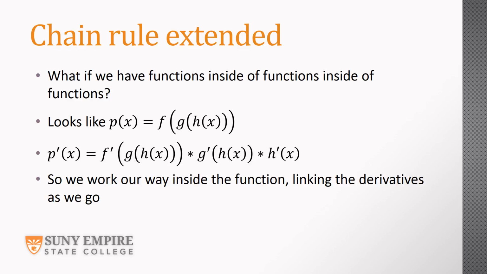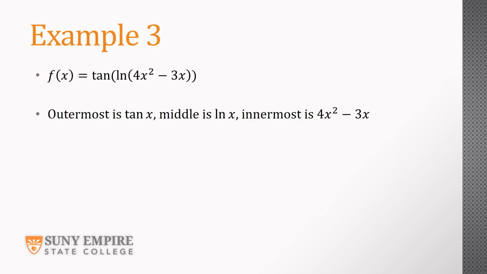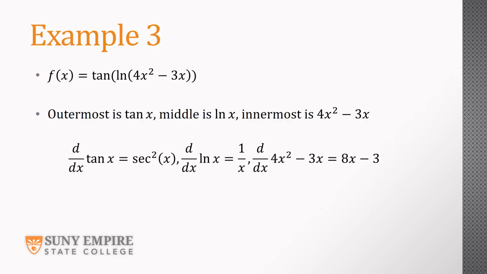Let's see an example. Suppose we want to find the derivative of the function f of x equal to the tangent of the natural logarithm of 4x squared minus 3x. F of x is the composition of three functions. The outermost function is tangent, the middle function is the natural logarithm, and the innermost function is the polynomial 4x squared minus 3x. Because we want to use the chain rule, we need to find the derivative for each of the components that make up f of x.